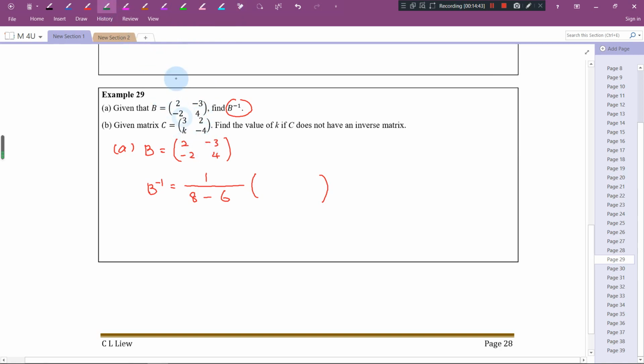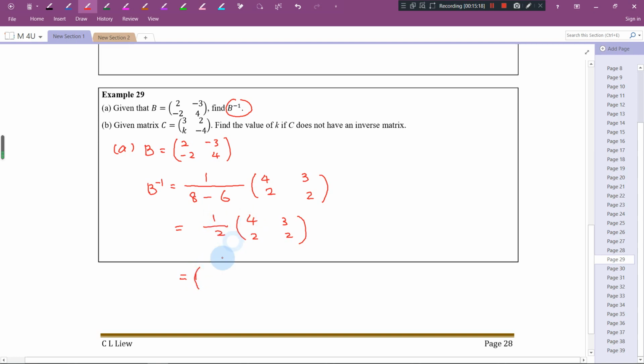Okay, so now we are going to swap their places for these two elements. 4 goes up, 2 goes down. And for these two elements, we change their sign. Negative becomes positive, negative becomes positive. 1 over 2, 4, 2, 3, 2. And the last step, we just bring the 1 over 2 inside here. Multiply every single element here by 1 over 2.